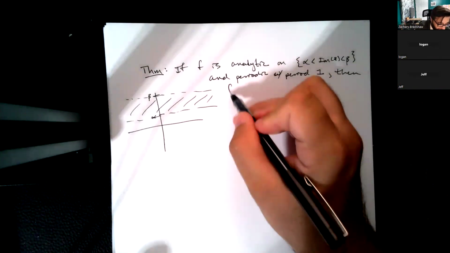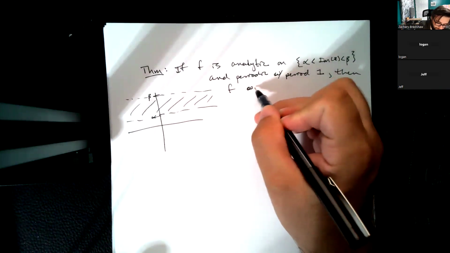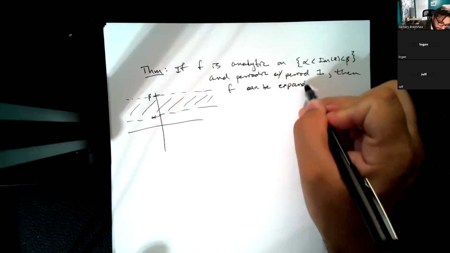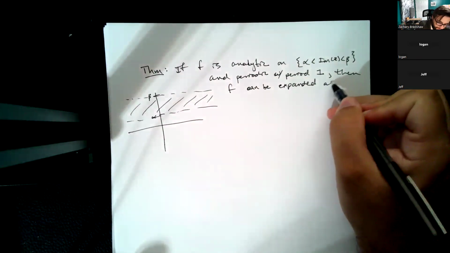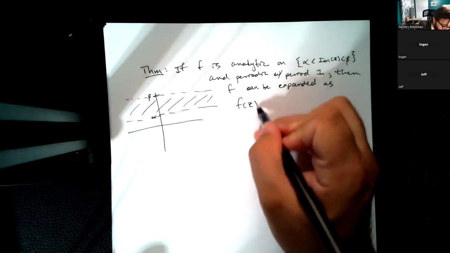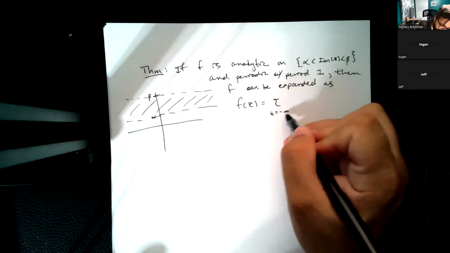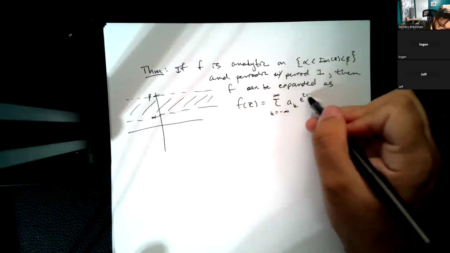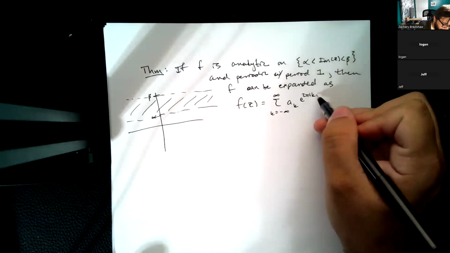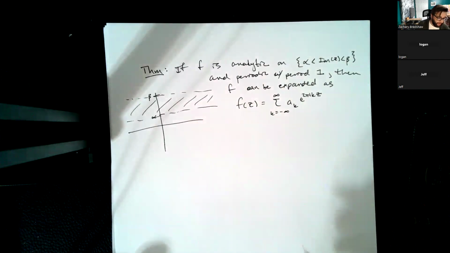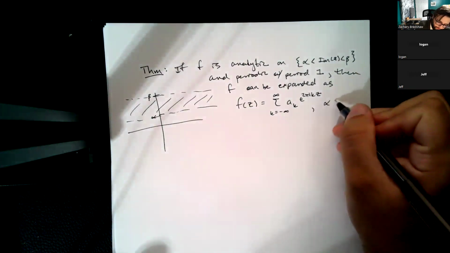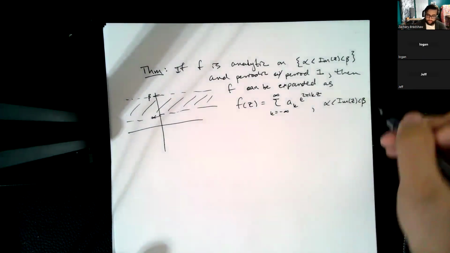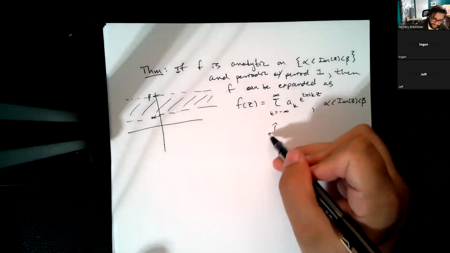then f can be expanded as f of z equals a sum from k equals minus infinity to infinity of a_k e to the 2 pi i k z, where we again assume we're in that horizontal strip. And this series is absolutely convergent.